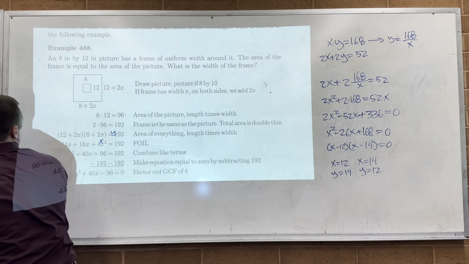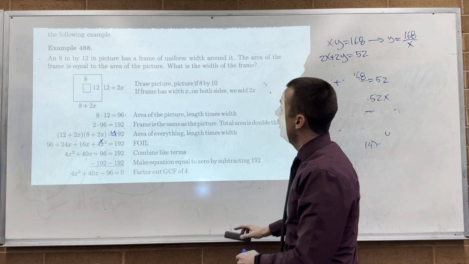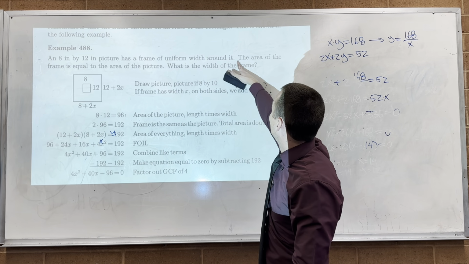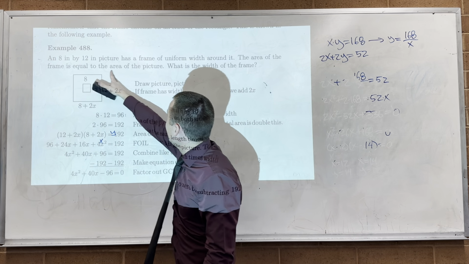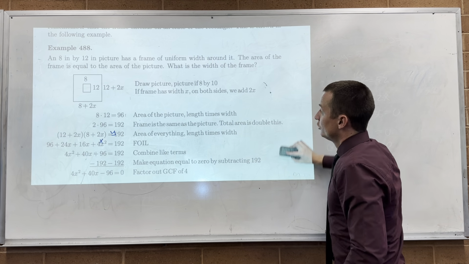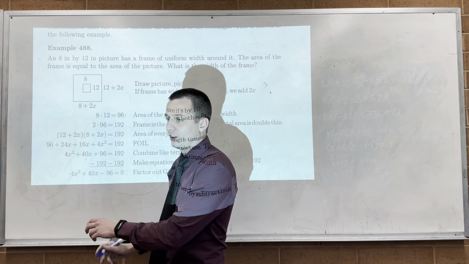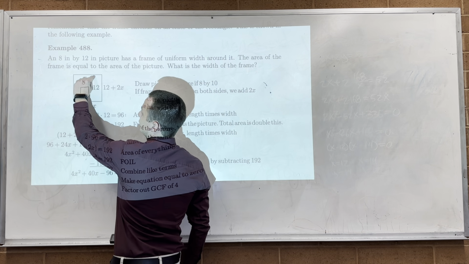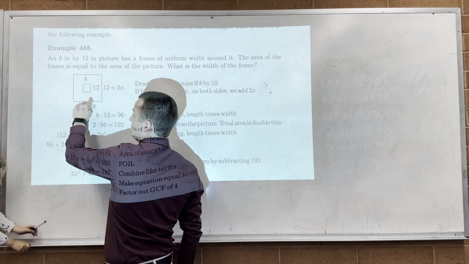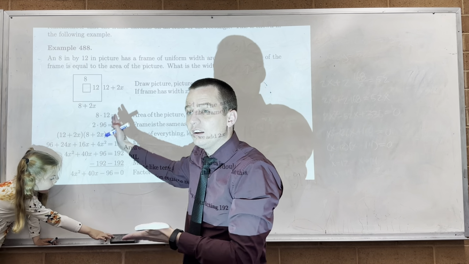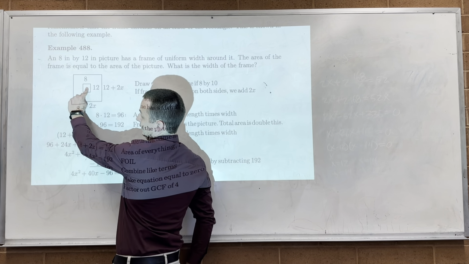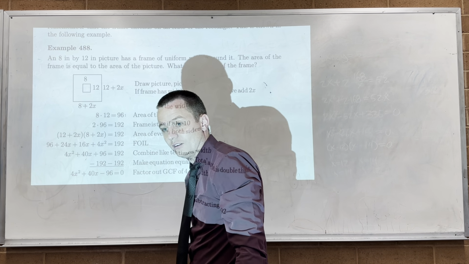So how does a framing problem work? On this picture, we have an 8-inch by 12-inch picture with a frame of uniform width around it. The area of the frame is equal to the area of the picture. What is the width of the frame? So we've got some picture here. Remember, pictures lie. But this right here is a photo, and then we have a frame going around the photo. Now, this area of the frame is the same as the area of the picture. Again, the illustration's lying. Don't read too much into it. But the area of this inner piece is as big as the area of this outer piece. That's what it's telling us.